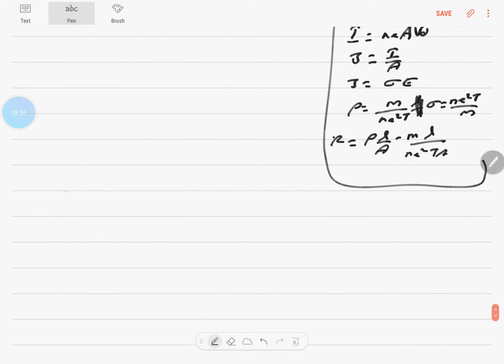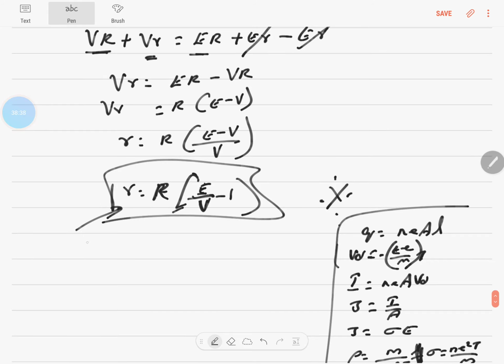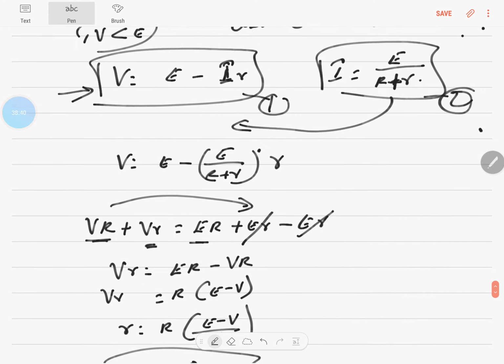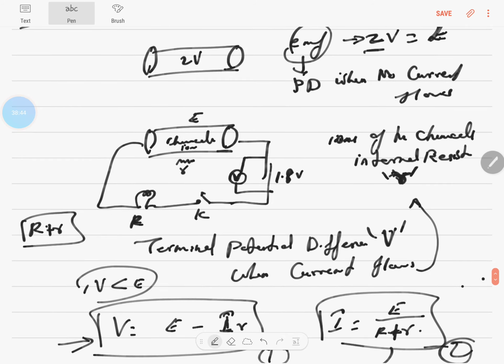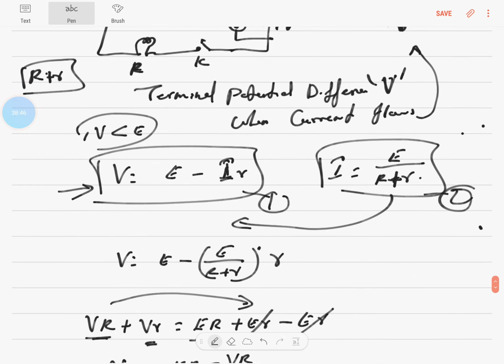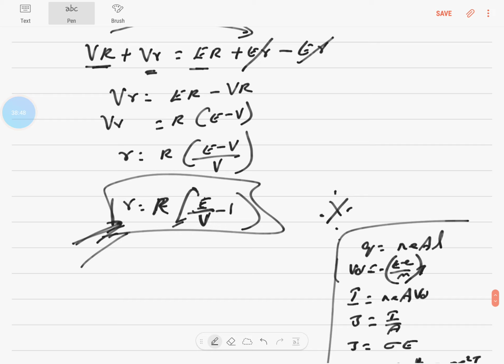So this derivation is very important because we'll apply it in sums, or the derivation may be asked. It's a relation between internal resistance and the external resistance. Very, very important. We'll apply this in the potentiometer at a later time. So it's very, very important. Okay.